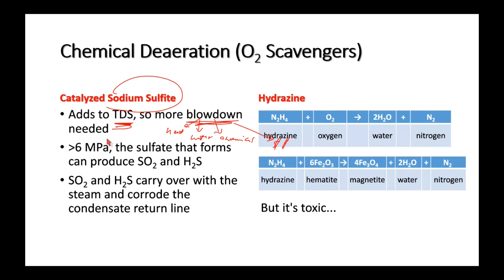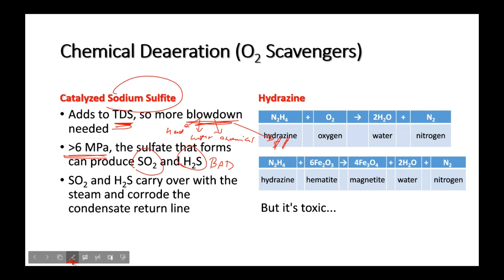Now then, the next drawback about sodium sulfite is operating pressure. Over 6 megapascals, sodium sulfite turns into SO2 and H2S in the boiler, and this is bad. Notice that sulfur dioxide and H2S gas, these are bad things. We don't like them.